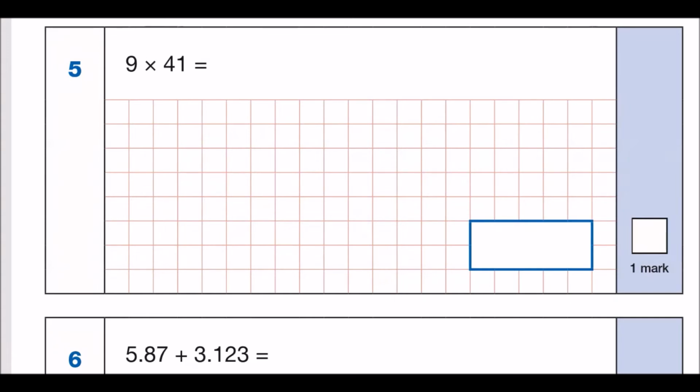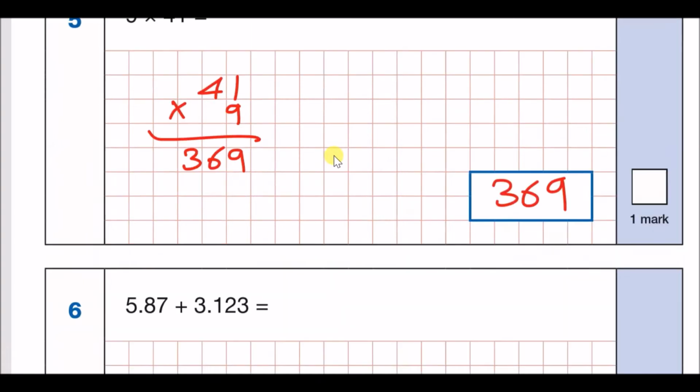Now, number 5. 9 times 41. Alright, so once again, using the simple method, so we're going to write 41 times 9. Now, to do this one, do it step by step. So we just have to do 9 times 1, which is 9. And then 9 times 4, which is 36. Yep, and that's it, 369.